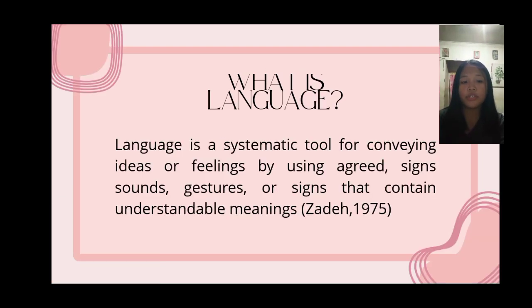So, what is language? According to Zad in 1975, language is a systematic tool for conveying ideas or feelings by using agreed signs, sounds, gestures, or signs that contain understandable meanings.